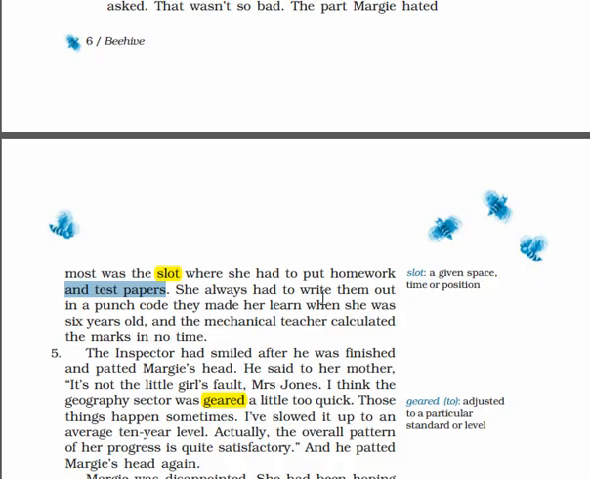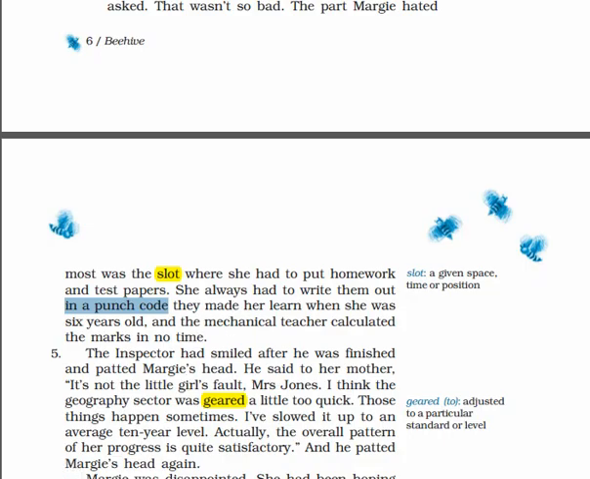She always had to write them out in a punch code, that means using keyboards. They made her learn when she was 6 years old, and the mechanical teacher calculated the marks in no time.